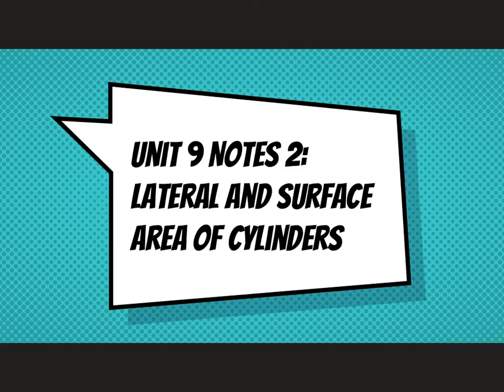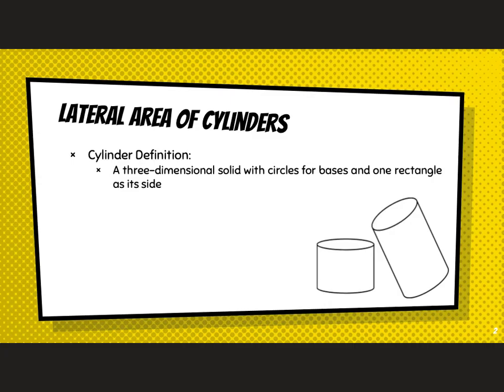Hey everyone, we're going to go through Unit 9 Notes 2 today, which is about lateral and surface area of cylinders. So a cylinder is a three-dimensional solid that has circles for bases, and then it has one rectangle that wraps around as its side. You all know what a cylinder is. You might not have known the term, but that's what it is. That's what we're going to look at today.